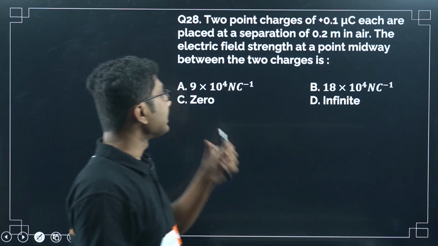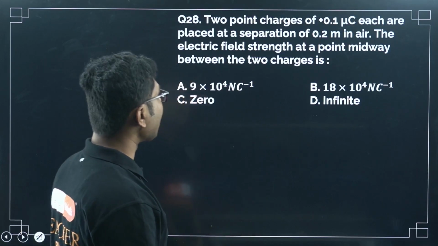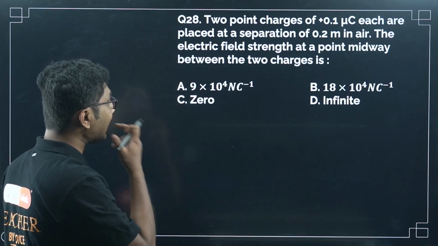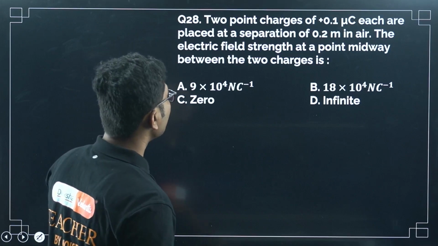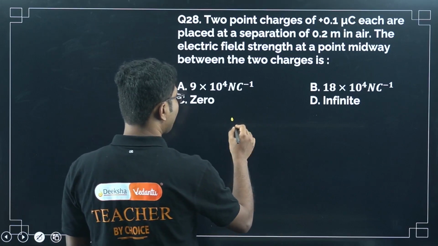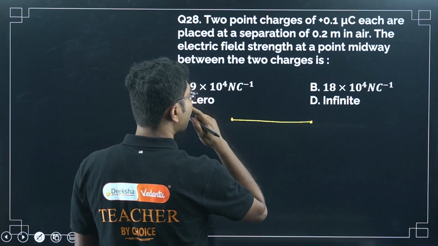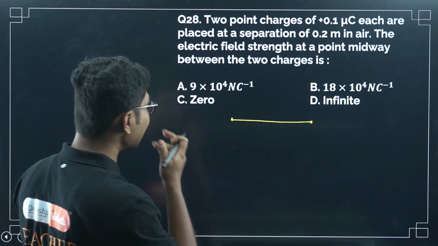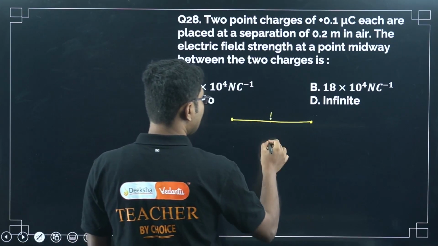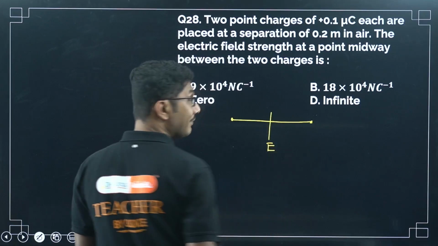28. 2 point charges of 0.1 microcoulomb each are placed at a separation of 0.2 meter in air. So 2 point charges each of 0.1 microcoulomb separated by 0.2 meter in air. The electric field strength at the point midway between the charges. So electric field strength midway between the charges.